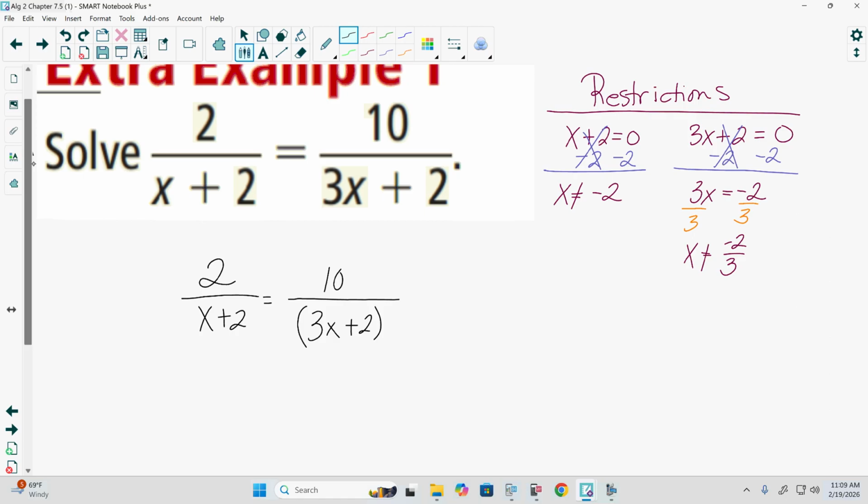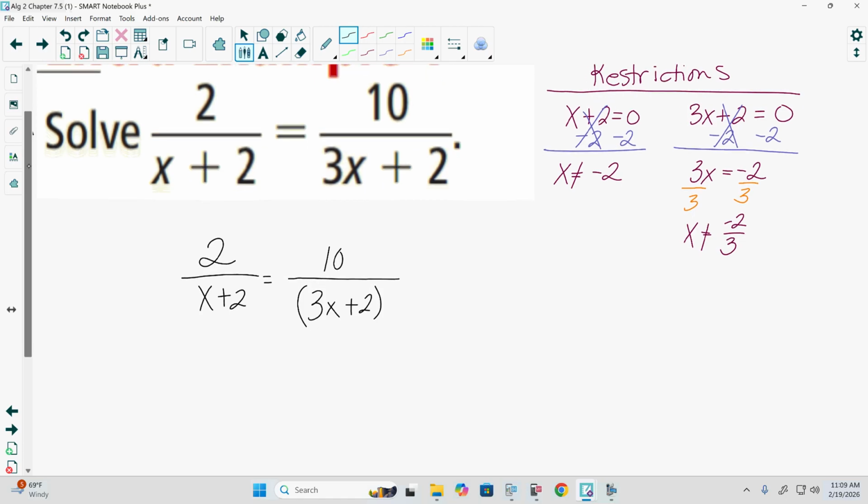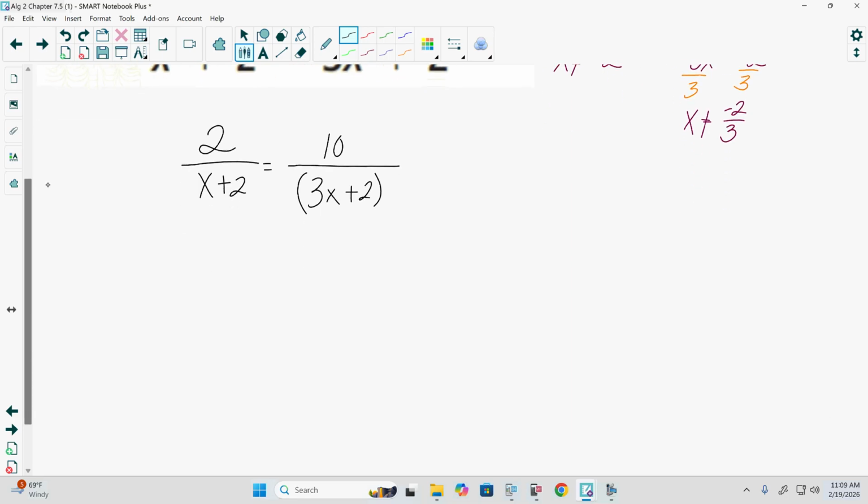So, solving this here, 2 over x plus 2 is equal to 10 over 3x plus 2. Just like the first one, it's going to be very nice to get the fractions to simplify out. Because if I don't have to work with fractions, especially with solving, it's going to make the problem nicer to solve. What do I need to multiply the left-hand side by to get 2 over x plus 2 to simplify?